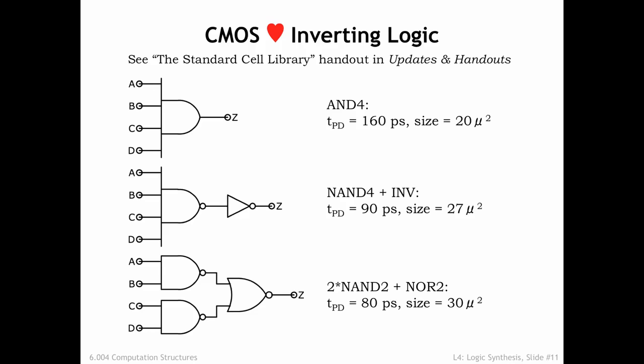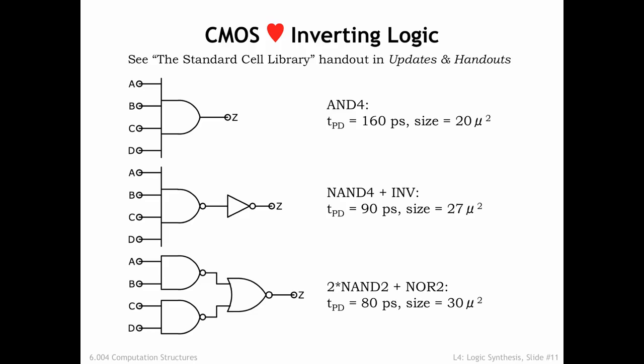For the ultimate in performance, we want to use a tree circuit of 2-input gates, as shown in the lower circuit. This implementation shaves 10 picoseconds off the TPD while costing us a bit more in size. Take a closer look at the lower circuit. This tree circuit uses 2 NAND gates whose outputs are combined with a NOR gate.